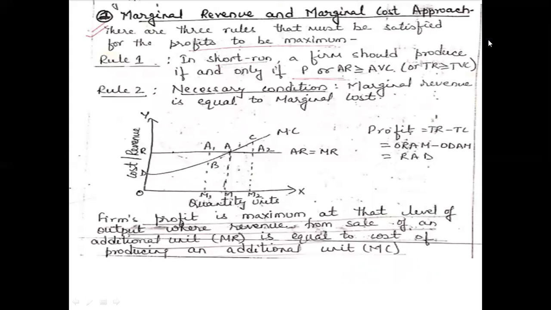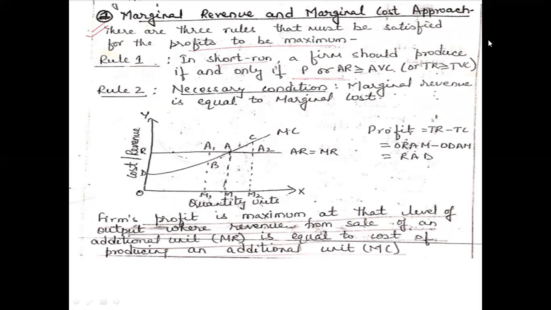The marginal revenue and marginal cost approach has three rules that must be satisfied for profits to be maximum. Rule one is for the short run. A firm should produce if and only if price or average revenue is greater than average variable cost, or total revenue is greater than or equal to total variable cost.